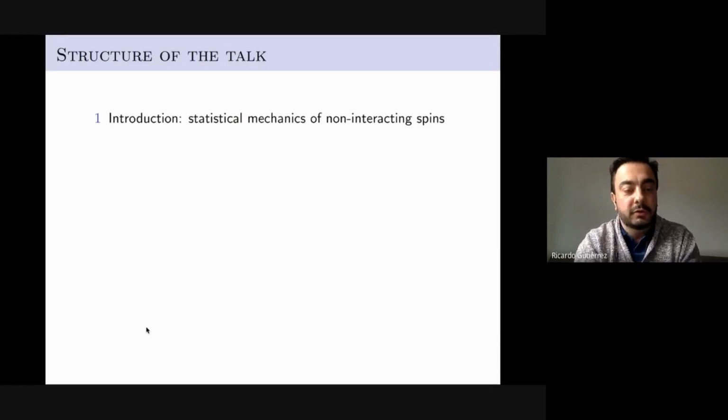So the structure of the talk is as follows. First, I will present a very brief introduction to something you know very well, which is the statistical mechanics of non-interacting spins, just to set some notation. And then I will explain briefly the idea of the statistical mechanics of trajectories. And this will be still introductory, still background material.